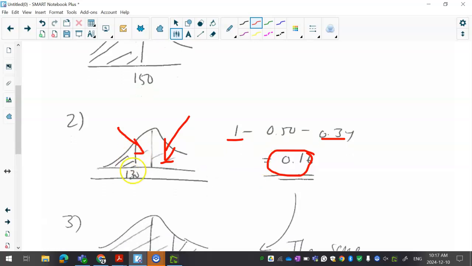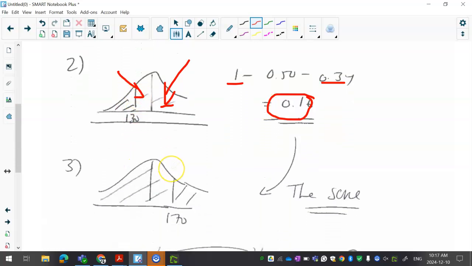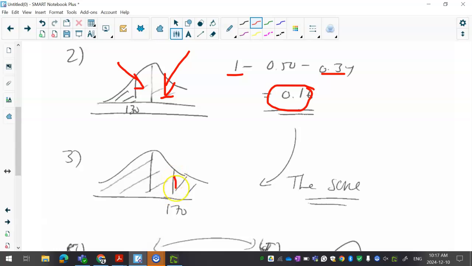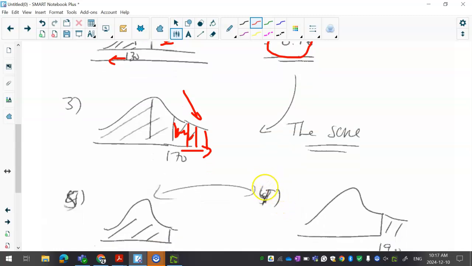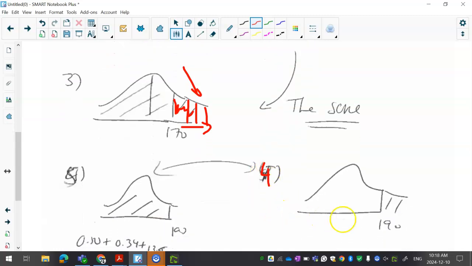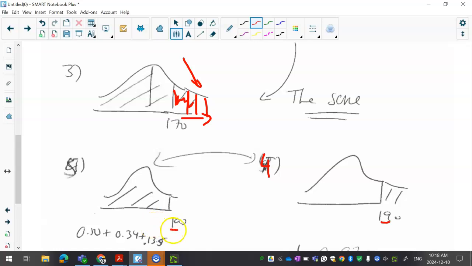So either way. The next question says, what's the probability that I am greater than 170? And that is the same answer as the one before, because what you find here is these strips, 1 standard deviation in the positive direction this way is the same as 1 standard deviation in the negative direction that way. So there's symmetry here, right? So if you add those pieces up, this piece and that piece also add up to 16%. Question 4 I put over here by accident. It's at 190. Both of these are at 190.